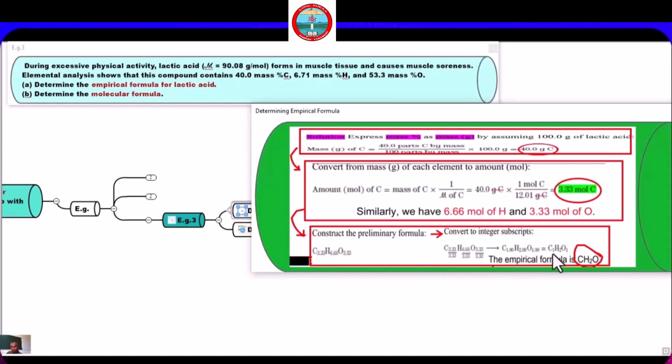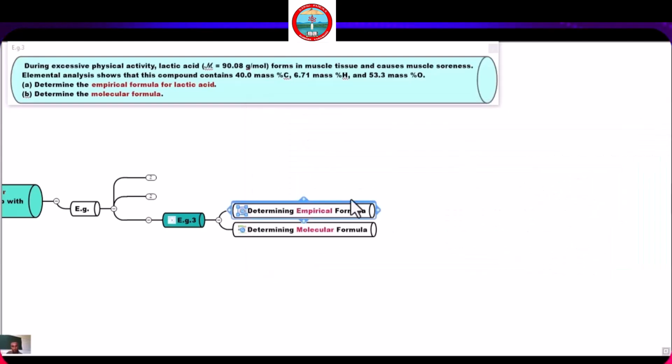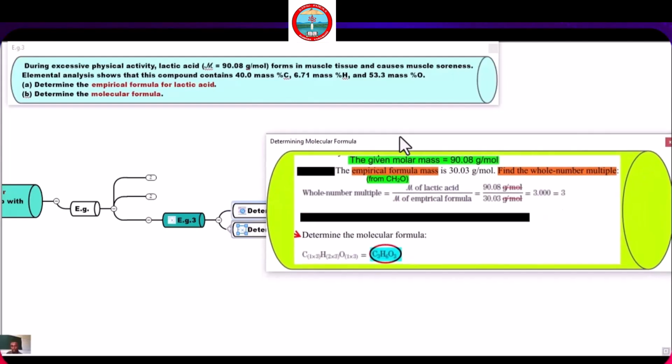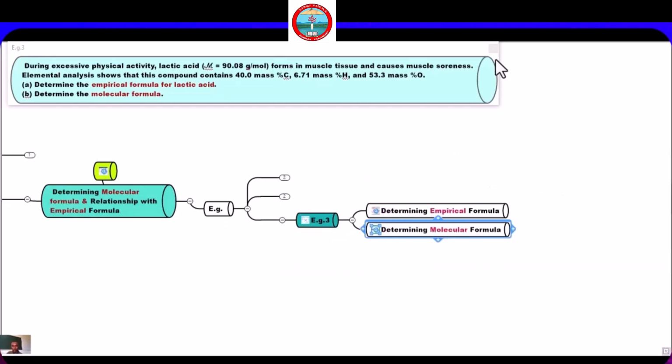And the molecular formula becomes like this. First, obtain the small integer. To obtain a small integer, divide the molar mass of the compound by the molar mass of the empirical formula. The molar mass of the compound is given, and the molar mass of the empirical formula can be obtained from the previous empirical formula, and we will get 3 as the small integer, and then multiply the empirical formula by the small integer. So the molecular formula becomes C3H6O3. This is the way of calculating the molecular formula.